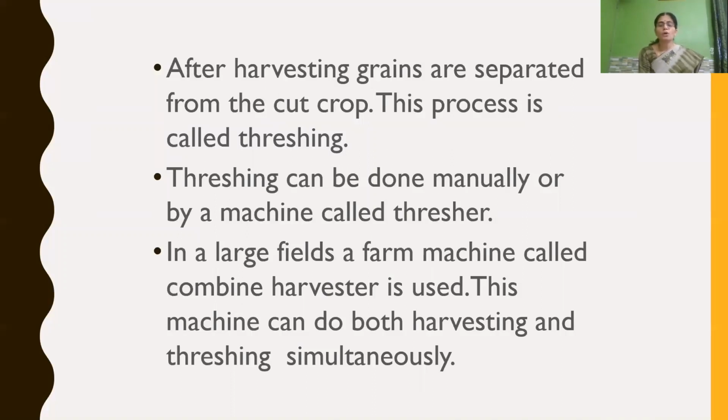This process is called threshing, and threshing is the removal or separation of grains from the cut crops. Threshing is done manually or by a machine called a thresher. And in a large field, the farm machine called a combine harvester is also used, and this combine harvester can do both harvesting as well as threshing simultaneously.